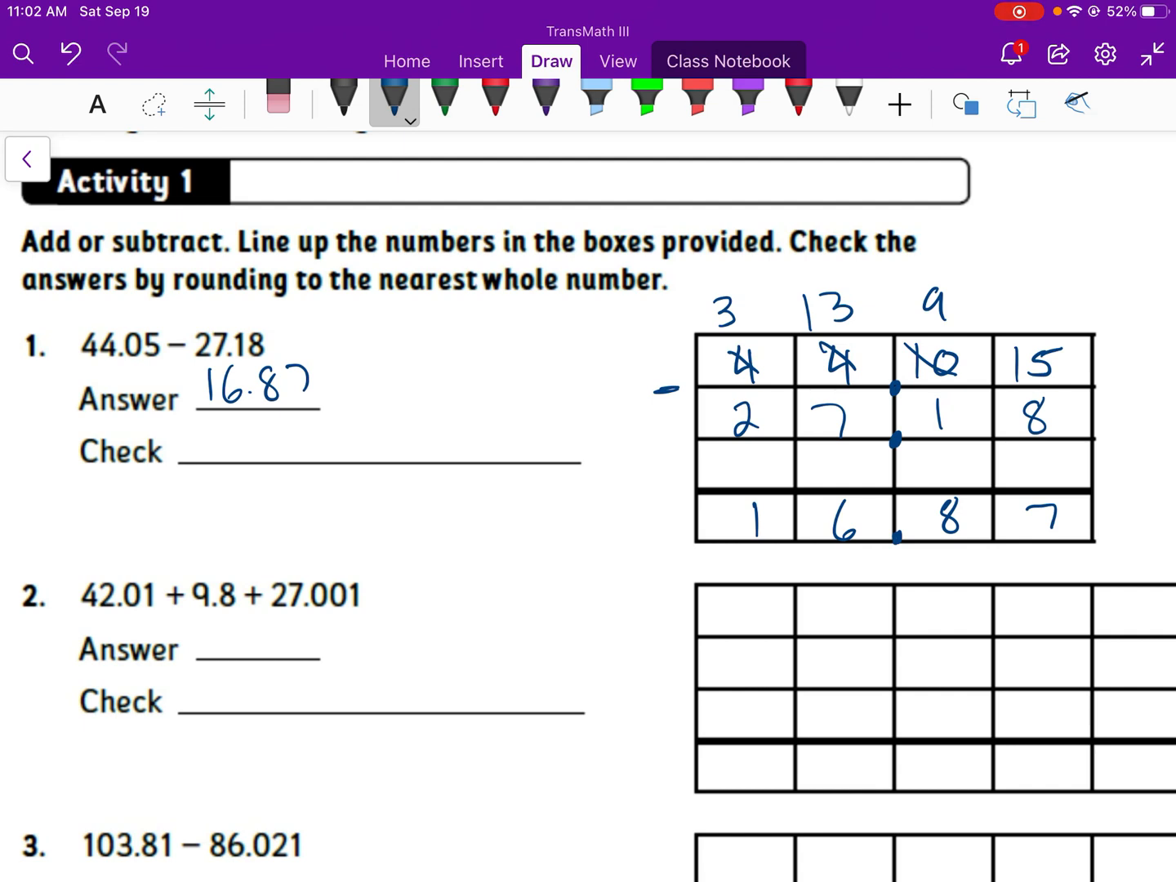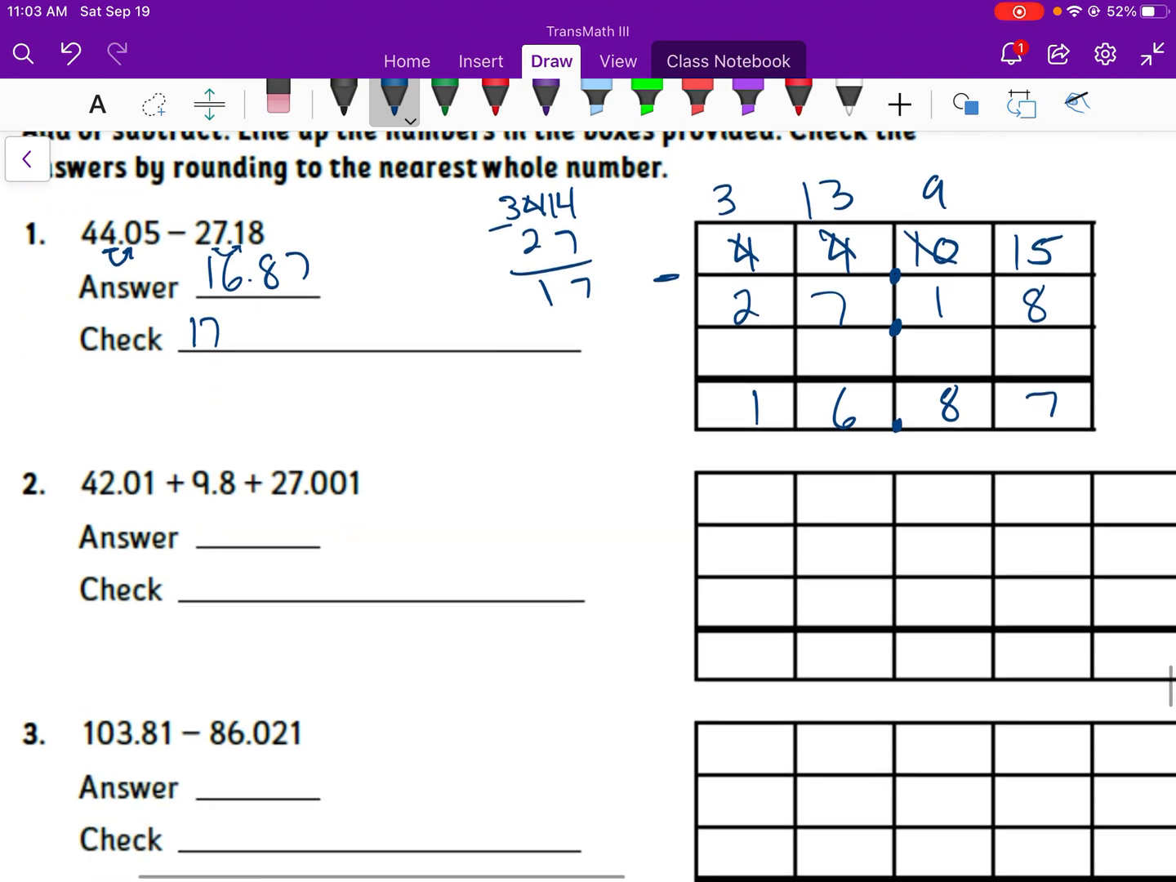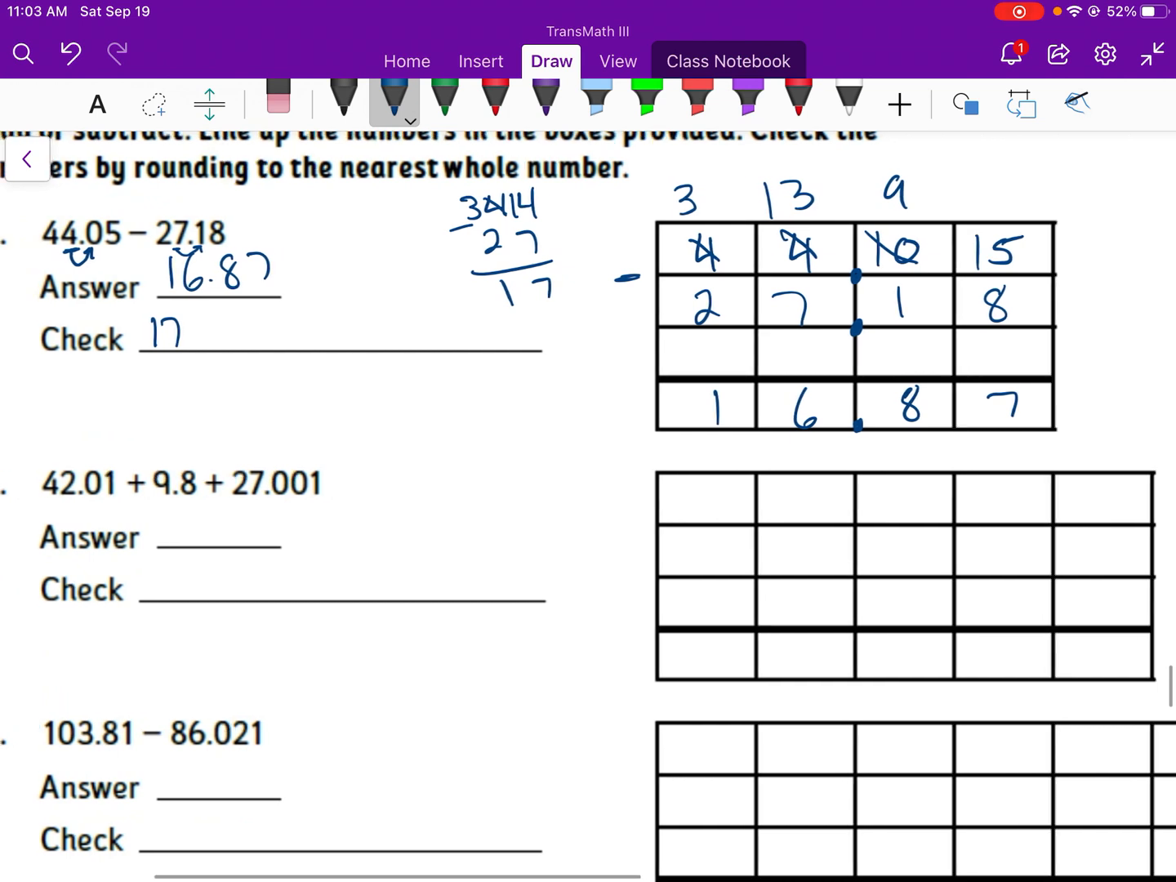Now our check again. We're just going to round to the nearest whole number. So going to our ones place, so 44, and then 27. When we subtract this now, it should be close to the answer that we got. So 17. So our check, we got 17. 16.87 is very close to 17. So we're good.